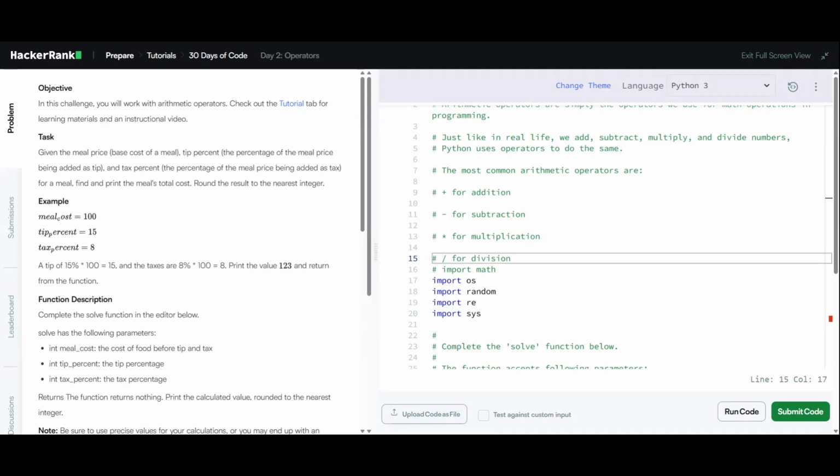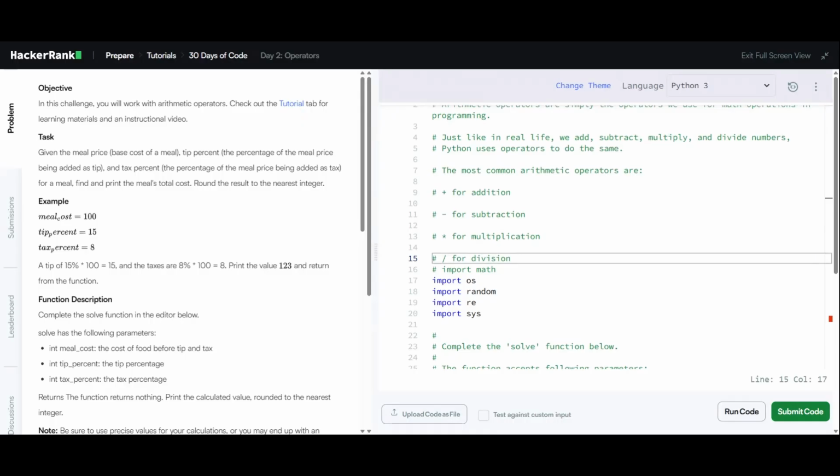So, in today's problem, we'll apply arithmetic operators to a real life situation. Imagine you are at a restaurant. You have three inputs, which are the basic price of the meal, the tip percentage, and the tax percentage. And our task is to calculate the total amount to be paid.